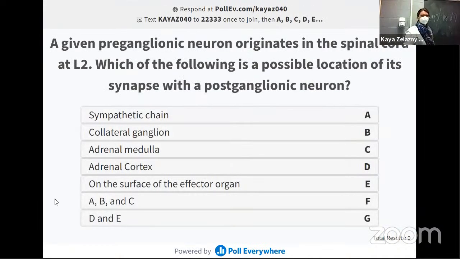Okay. So if we think about a neuron starting at L2, now we're going to think about where it would synapse. So where it's going to link up with its postganglionic neuron.